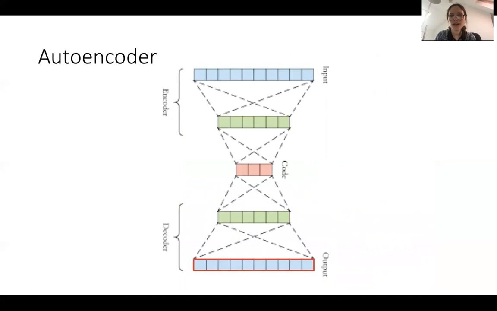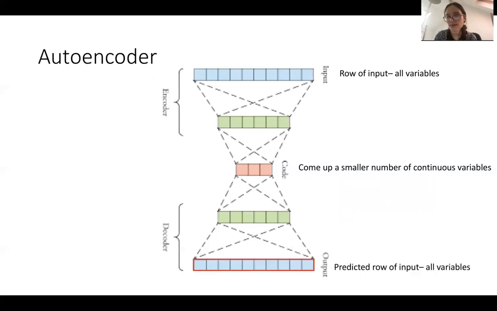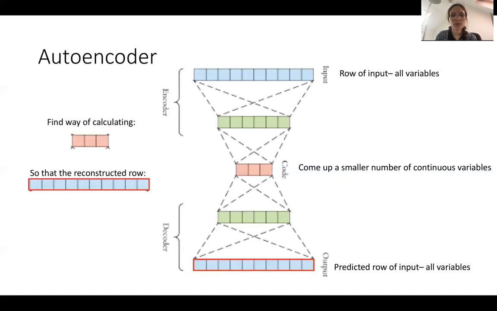In an autoencoder, it's kind of like the same thing. You input a row of variables, and it comes up with a small number of continuous variables, which is like a compressed version of the original data. Then you should be able to use this smaller number of continuous variables to reconstruct the original data. So in essence, the machine learning question is, how do you calculate a small number of continuous variables so that the reconstructed row would be as similar to the original row as possible?